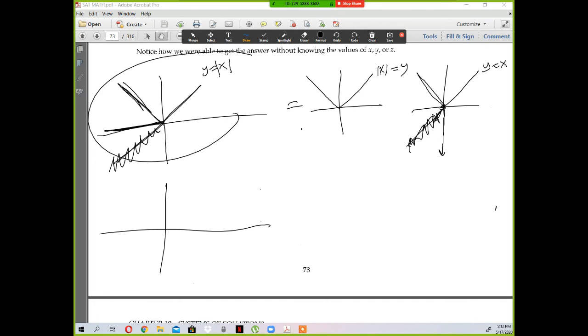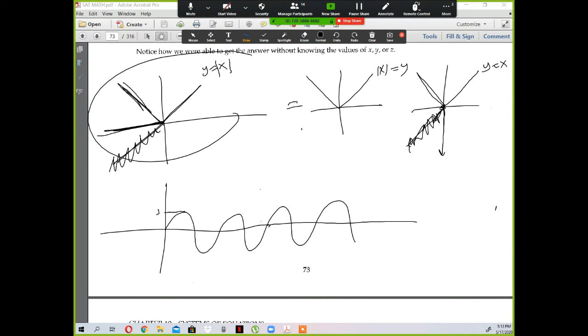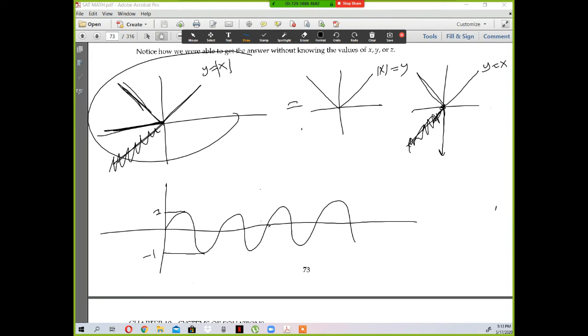Let's say this is the graph of sine x. Okay, sine x has a graph like this. The maximum value sine can get is 1. The minimum value sine can get is minus 1. So it's oscillating. Okay, so this is y equals sine x.